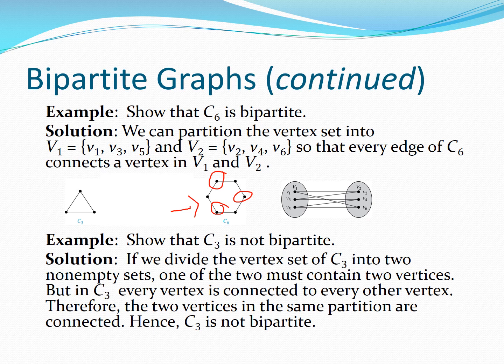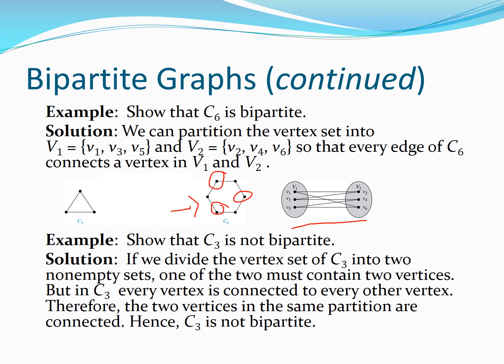Because there is no edge between the vertices that I have marked in red, you can get a bipartite graph, right? Here is the division of vertices into sets V1 and V2, and if you notice, there is no edge between any two vertices in V1 or any two vertices in V2.